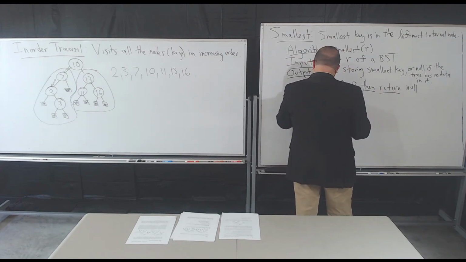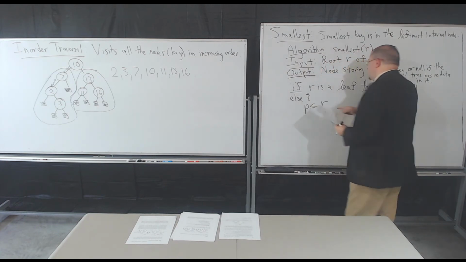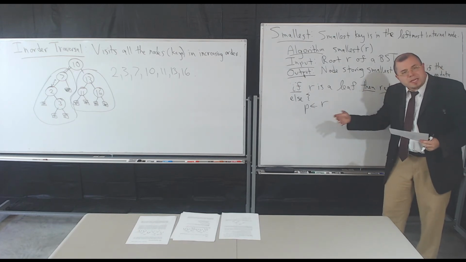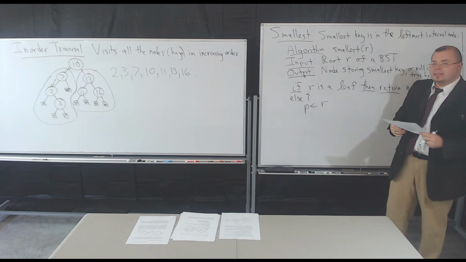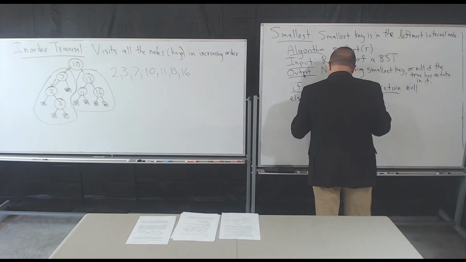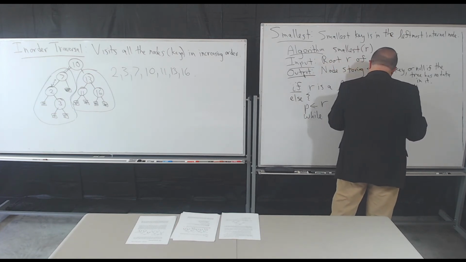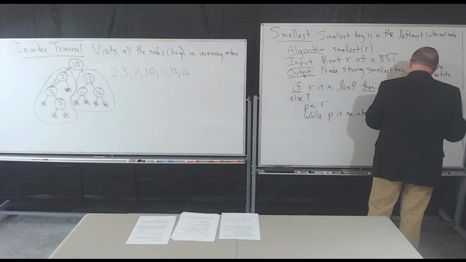Otherwise, we have the following. I'm going to assign a variable. I'm going to assign it to be the root r, so that I'm going to use p to go through this tree and scroll all the way down to the left. Okay? So while p is an internal node, we're going to do the following.